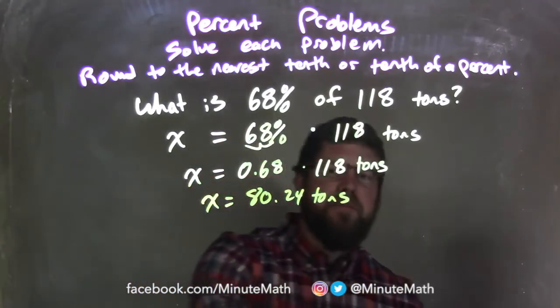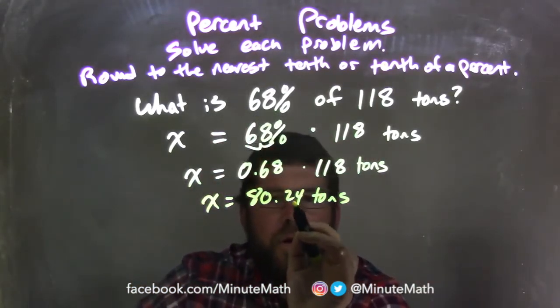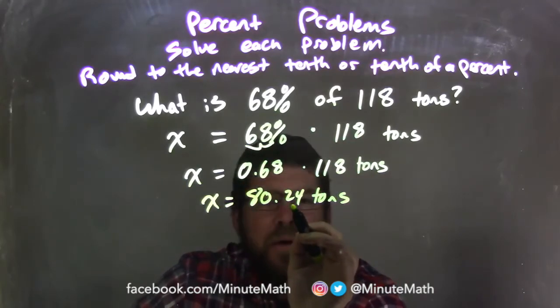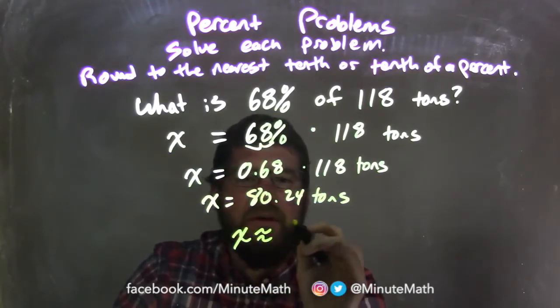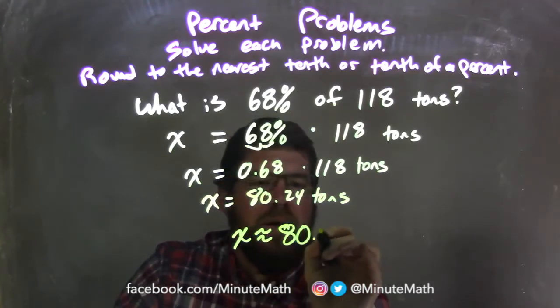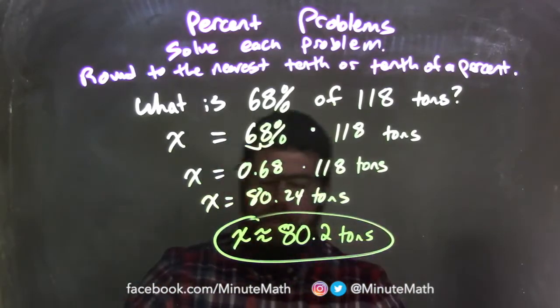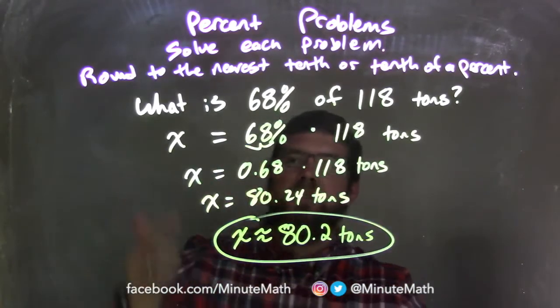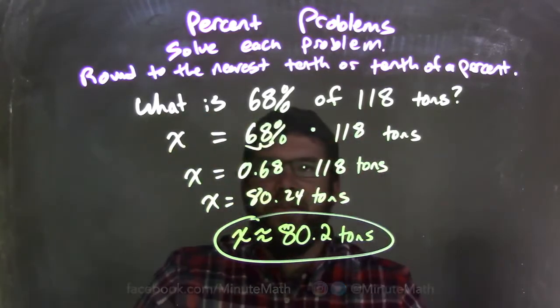But then they asked us to round to the nearest tenth. So look at the 2 and the 4. The 4 causes the 2 to stay where it is, or round down, if you will. And so our final answer is a rounded answer. X is approximately 80.2 tons. Okay? And so that answers our question. 80.2 tons is 68% of 118 tons.